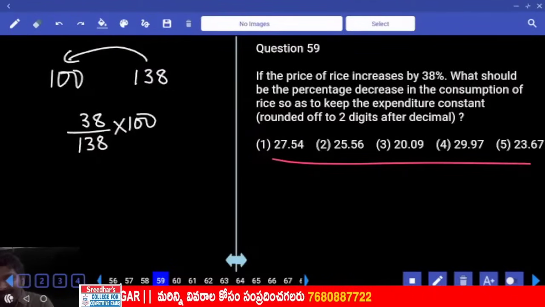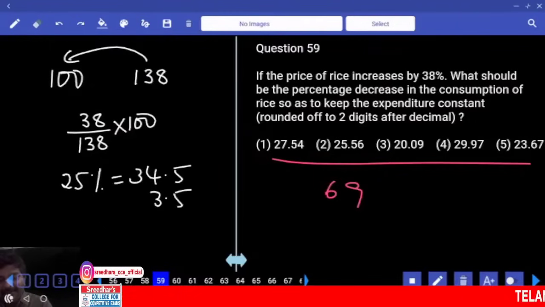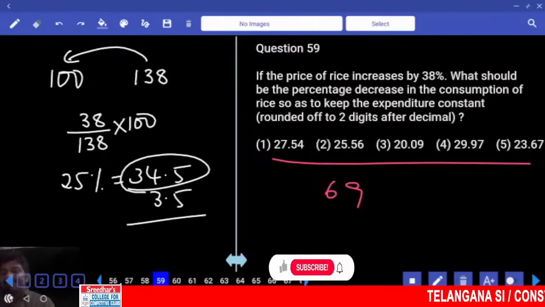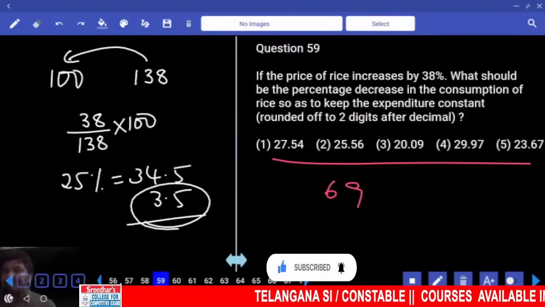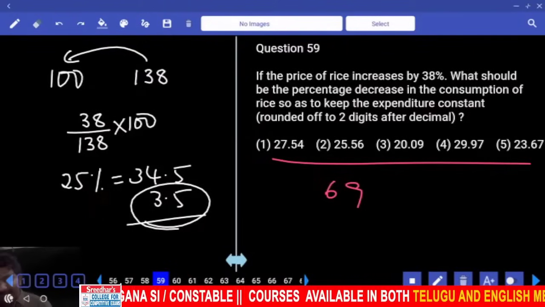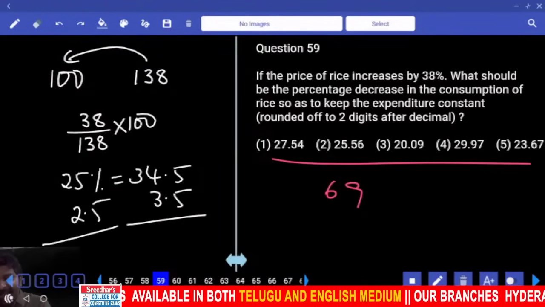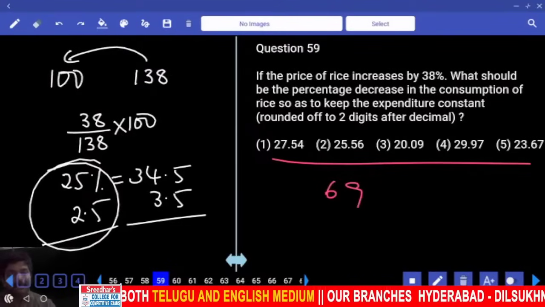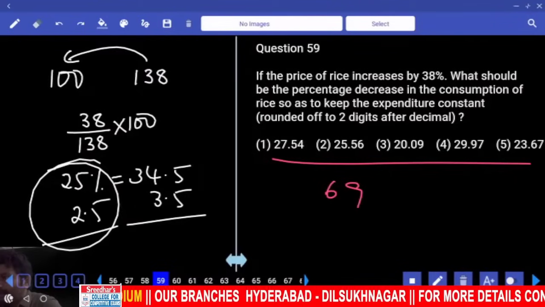Okay. What is 50%? 60. What is 25%? Half of that number? 34.5. Again we have to add 3.5, right? What is 10% of this number? 3. That is what approximately we need to add. 3.5 is approximately 3.45, correct? So 10% of 25. If 2.5 is added, answer 27.5. Approximate to that first option. Are you okay?